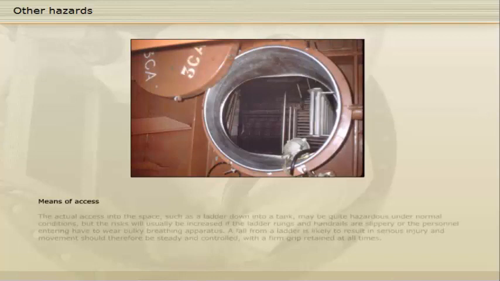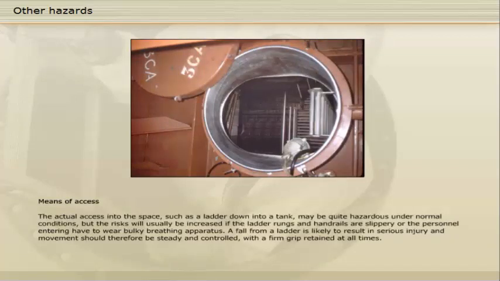The actual access into the space, such as a ladder down into a tank, may be quite hazardous under normal conditions, but the risks will usually be increased if the ladder rungs and handrails are slippery or the personnel entering have to wear bulky breathing apparatus. A fall from a ladder is likely to result in serious injury, and movement should therefore be steady and controlled, with a firm grip retained at all times.